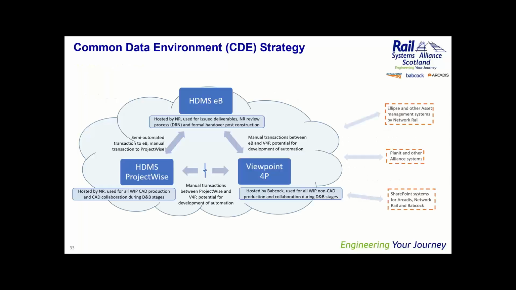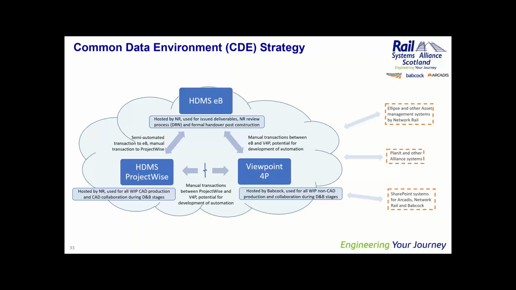I mentioned that we have a common data environment strategy on the Alliance. Those of you who work on Network Rail projects will be familiar with HDMS, and HDMS comes in 2 parts, EB and ProjectWise. HDMS EB is hosted by Network Rail, and HDMS ProjectWise is hosted by Network Rail. The environment that we use for ProjectWise, the Network Rail NR1 environment, is exclusively CAD, and so within the Alliance we needed something else, and we chose Viewpoint 4P, which was hosted by Babcock.